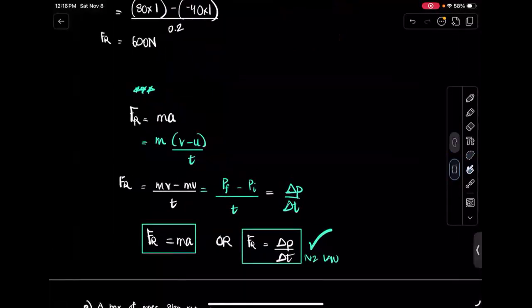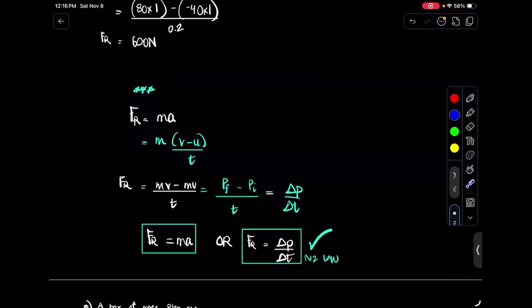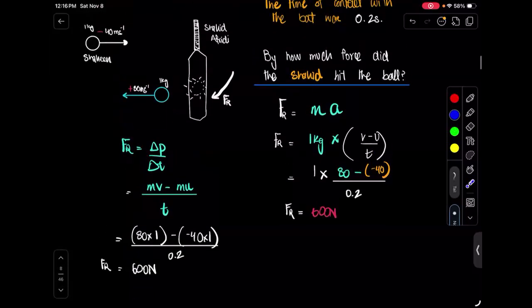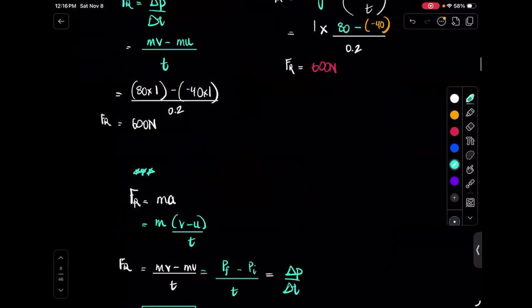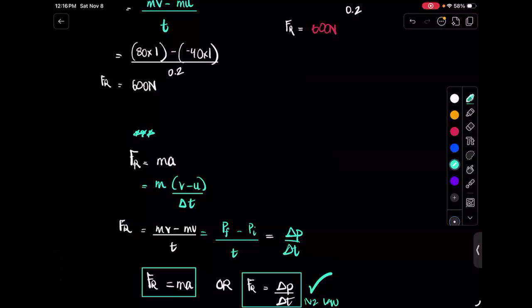Yes. You said it's delta P by delta T for the force. Here, they just gave us the point of contact as 0.2. What if they gave us the time for both of the balls to be in contact with the bat? In what case do we have to use the delta? The delta is always there. So in this case, I could write delta here as well, it's the same thing.